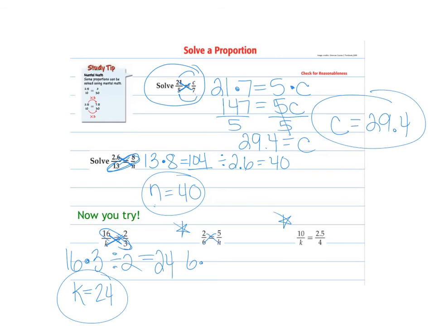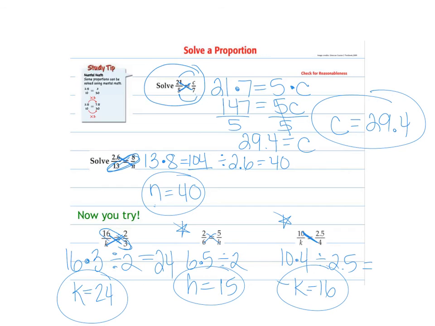So I'm going to do 6 times 5, immediately divide it by 2. H equals, so 6 times 5 is 30, divided by 2. H equals 15. This time I do 10 times 4, then divide it by 2.5. 10 times 4 is 40, divided by 2.5, and I get k equals 16. Notice that my letter matches up with the letter in the problem. That's where I get the letter.